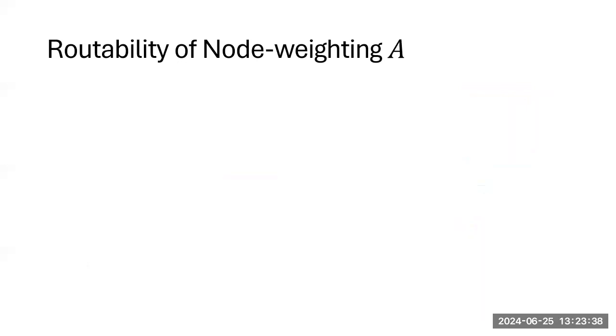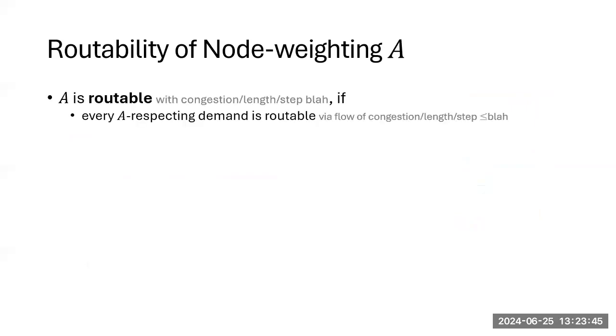When I say that a demand is routable, it just means that there exists a flow that routes that demand. What do I mean by the node weighting A being routable? Here I mean something quite strong. I mean that every A respecting demand is routable. So if A is routable with congestion something, length something, and step something, then it means that for this node weighting, every A respecting demand is routable with that congestion, length, and step. Okay.